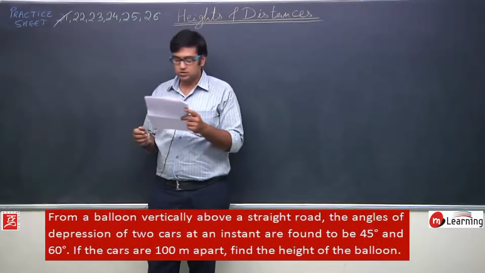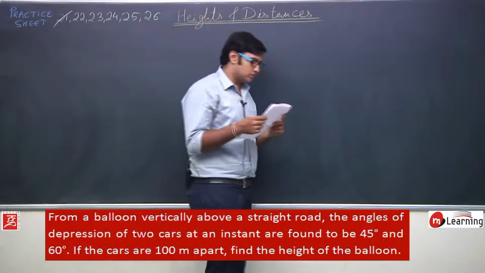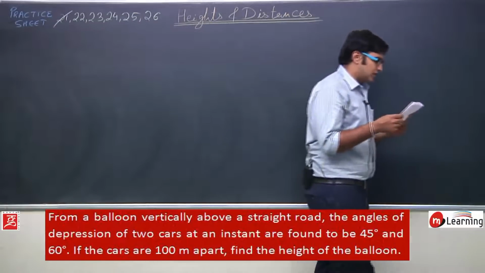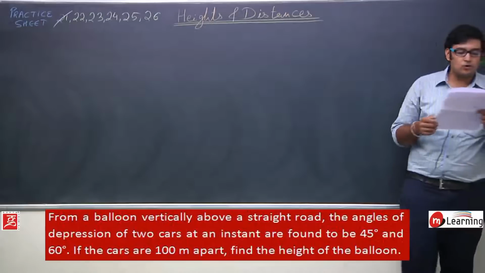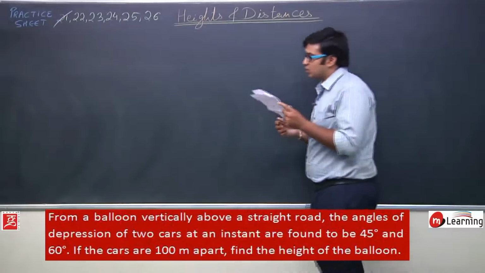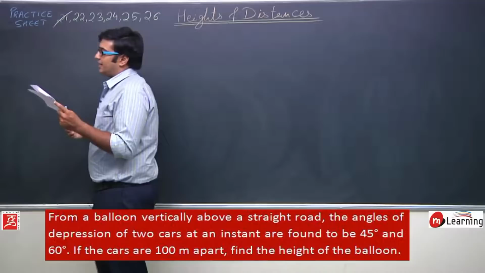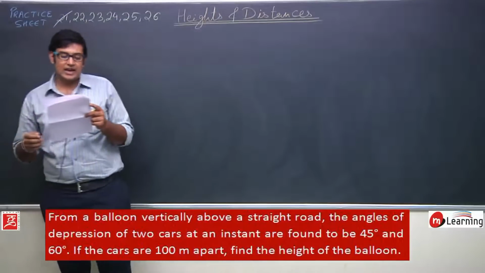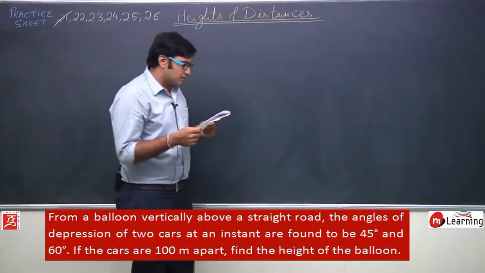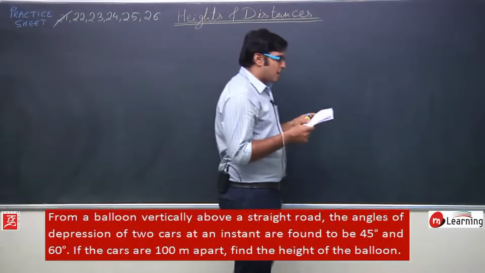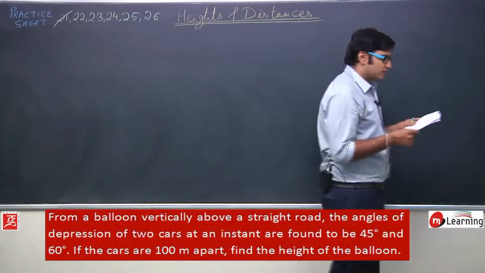Now let us solve question number 22. Question number 22 says, from a balloon vertically above a straight road, the angles of depression of two cars at an instant are 45 degrees and 60 degrees. If the cars are 100 meters apart, find the height of the balloon.